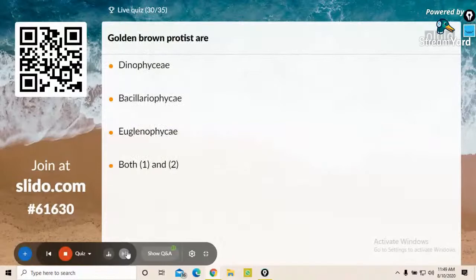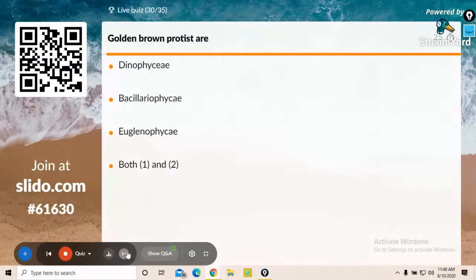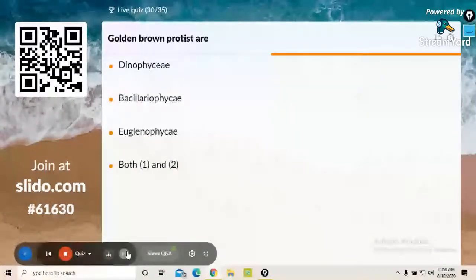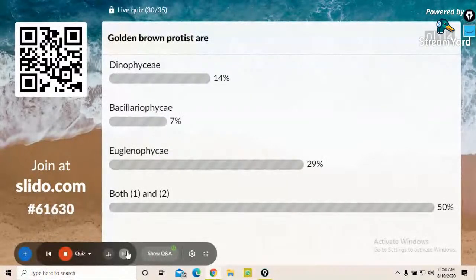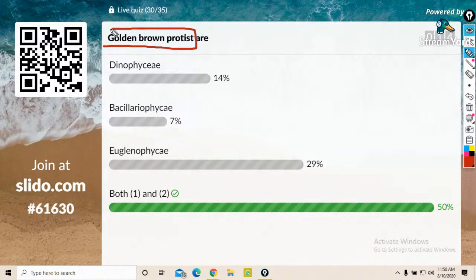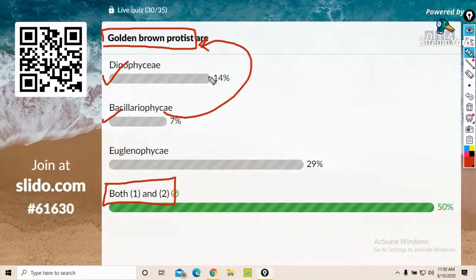Golden brown protist. Dinophyceae, Bacillariophyceae, Euglenophyceae, both 1 and 2. Golden brown protist. Dinophyceae, Bacillariophyceae, Euglenophyceae, both 1 and 2. The correct answer is option 4, both 1 and 2. Golden brown protist: Dinophyceae, Bacillariophyceae, so both 1 and 2. These both come under golden brown protist.